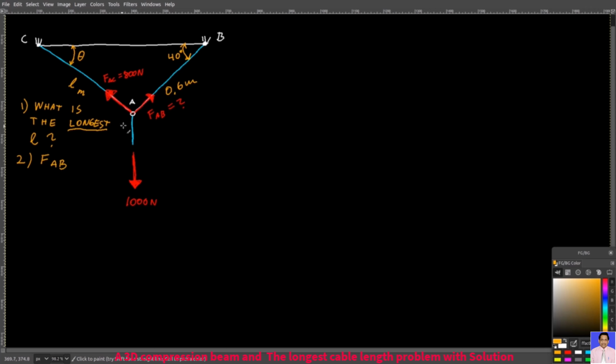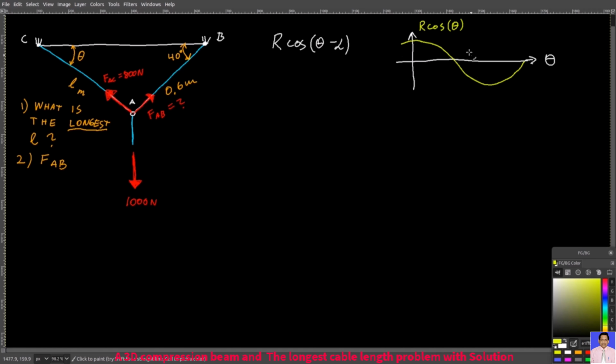Now, in order to solve this exercise, you'll probably need to know one mathematical relationship. So I'm going to derive this mathematical relationship for you, and then if you need it, you can apply it in solving this exercise. So here it goes. Suppose that you have some kind of function, r cosine theta minus alpha. Essentially what it means is that if I draw two axes here, and then I have theta here, and here I have r cosine theta, then it's a regular cosine function that looks something like this.